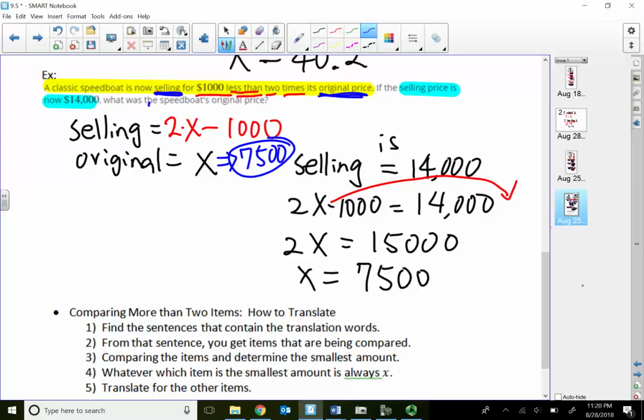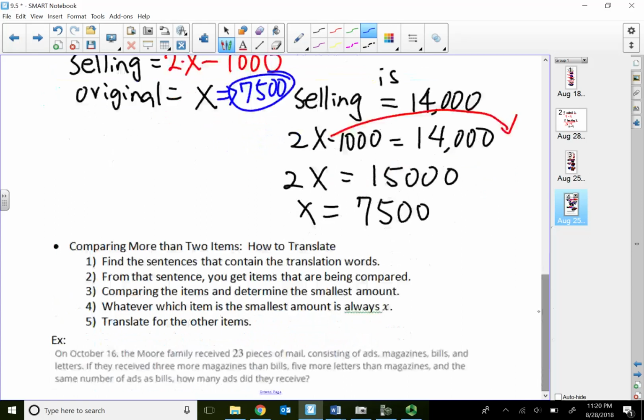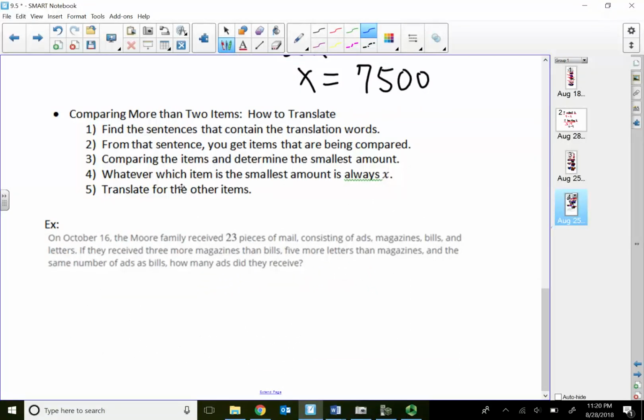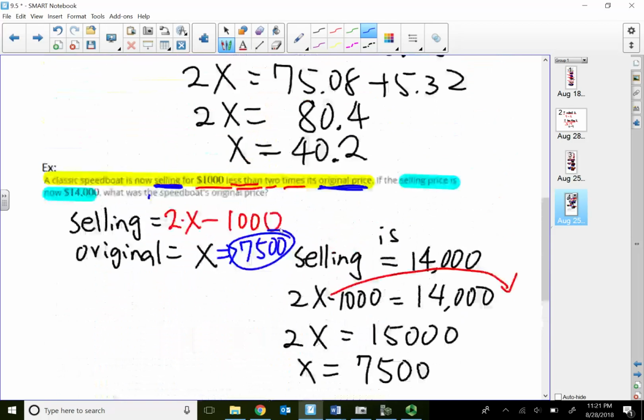Now, the two examples here are comparing between two items. Anything more than two items, then I've got to compare them literally. So, comparing more than two items, how do you translate? Well, find the sentences that contain the translation words. From those sentences, you get the items that are being compared. Then compare the items and determine the smallest amount. So remember, in the previous two problems, I'm comparing between two items.